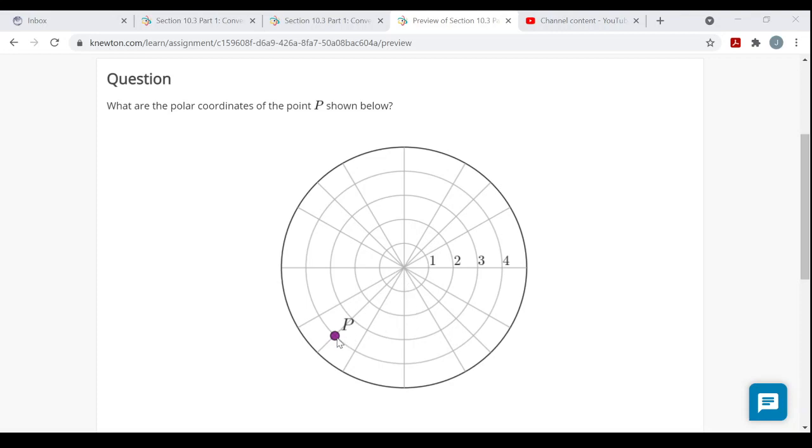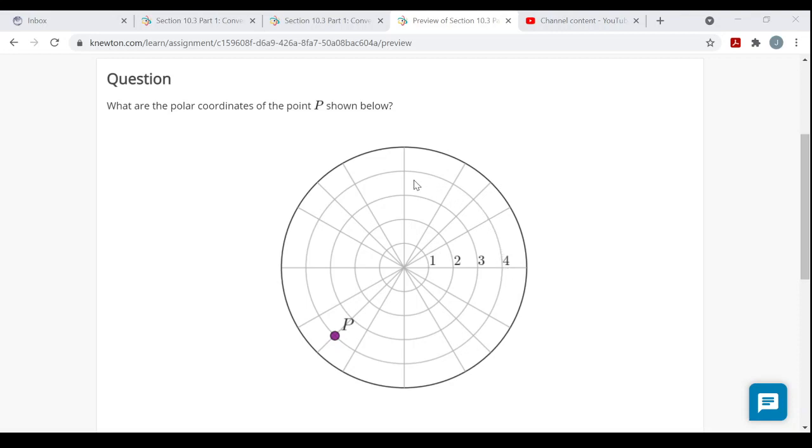So point P here. First, I'd like to know what circle is this on, right? This is on a circle of radius 4. So the value of r could be 4 or negative 4, right? If I'm over here, this would be r equals negative 4 on the polar axis. Alright, so let's say I start at r equals 4 and let's travel counterclockwise until we get to P. What's that angle?